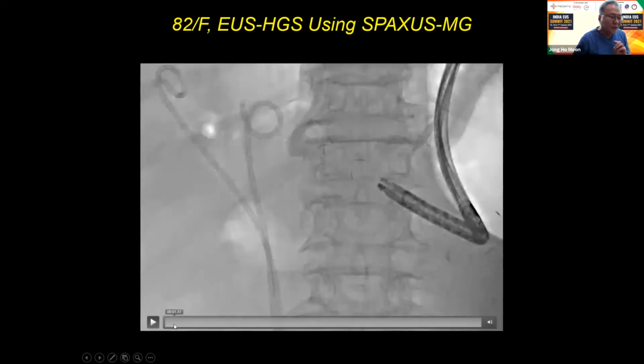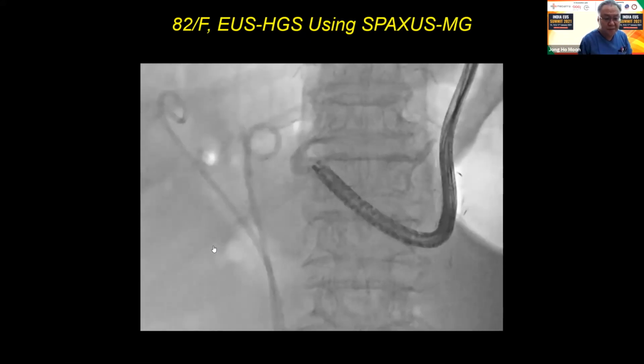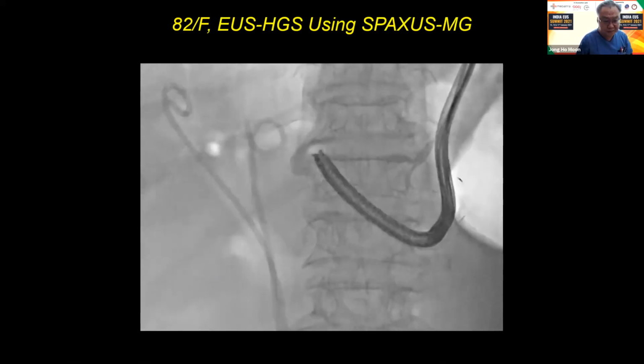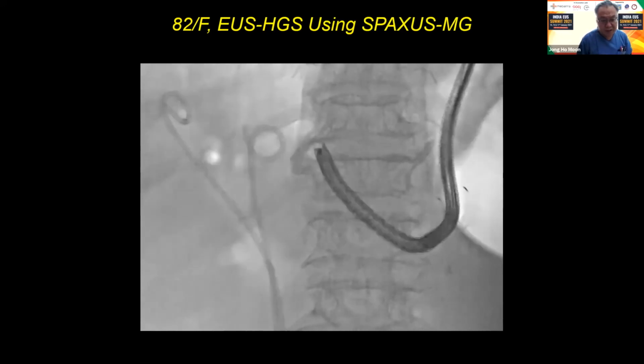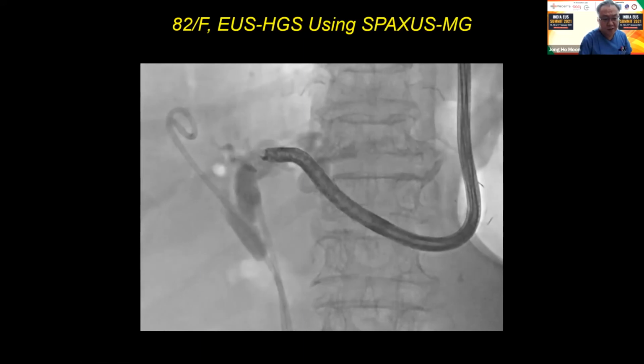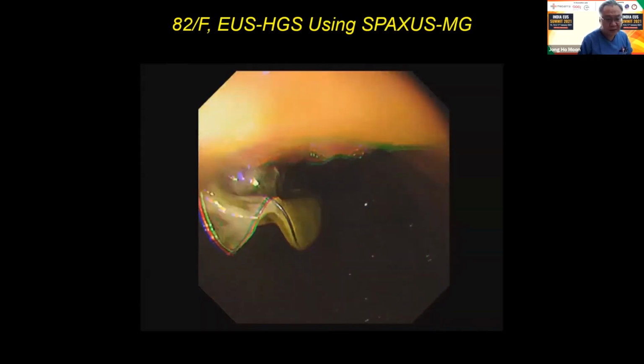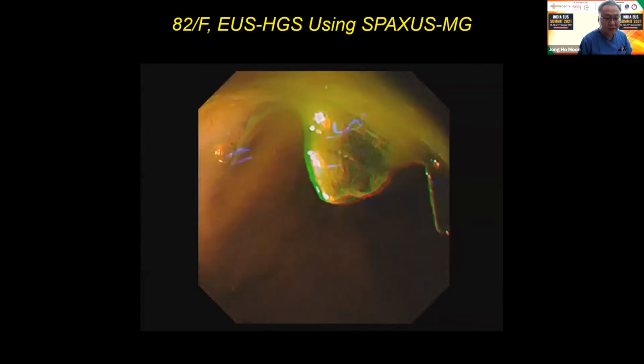And 1 week later, we tried insertion of a 5 millimeter ultra slim scope inside the bile duct through the EUS-HGS stent. And you can see the nice insertion of a small version of gastroscope inside the bile duct. Again, endoscopy view.